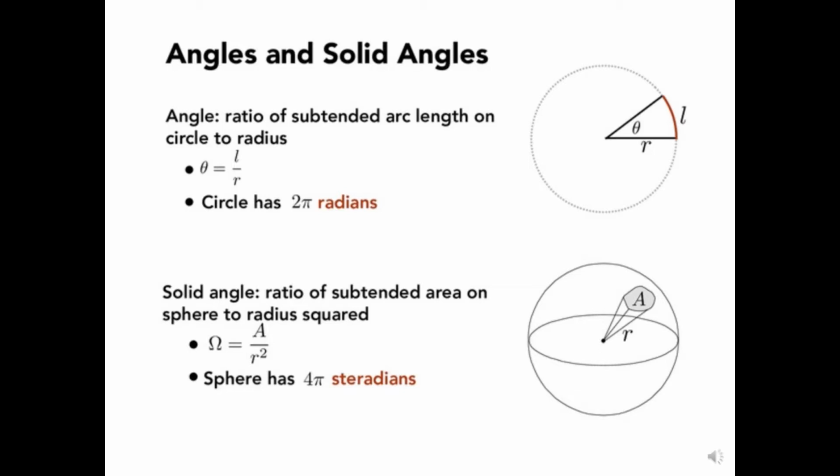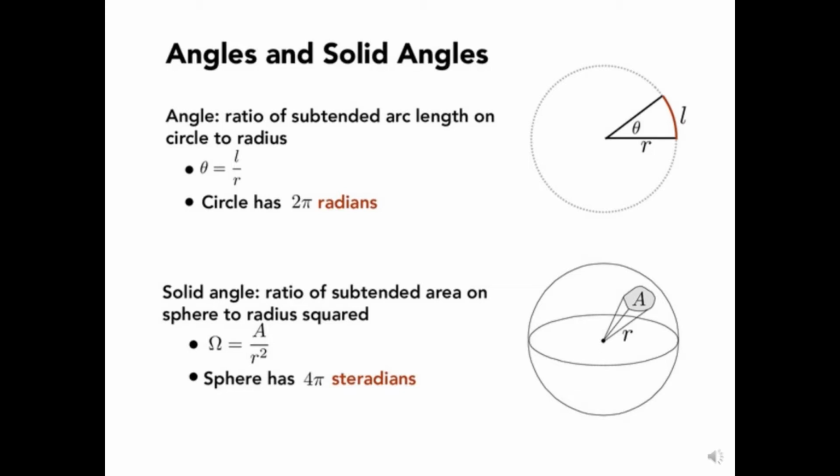Now, the solid angle is a little bit different. It's the ratio of the area on the sphere to the radius squared. So the area of that is defined as A in this case, divided by r squared.